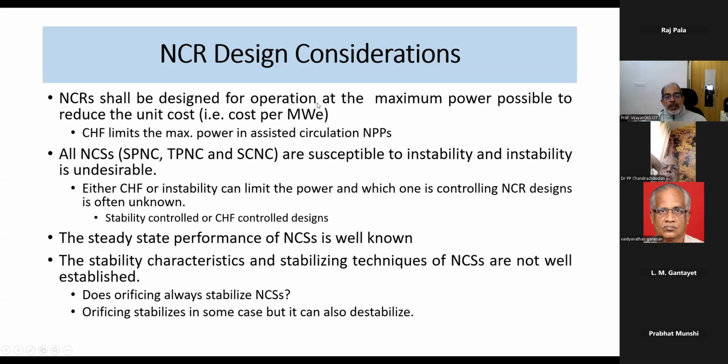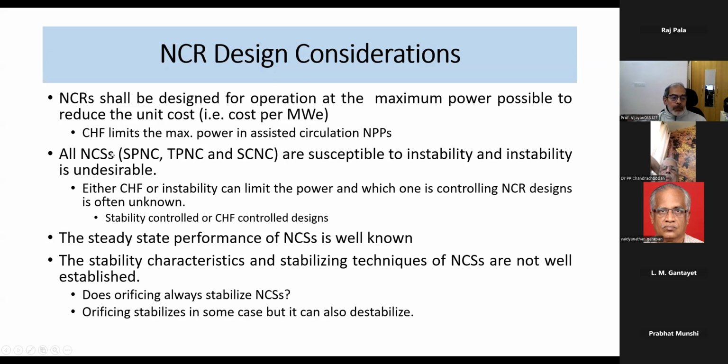Let us look at the design considerations for natural circulation reactors. First and foremost, they should have as high a power as possible. The advantage is that the higher the power, the lower the cost per megawatt electric. And in today's commercial nuclear power plants, the only phenomenon that limits the power is CHF.